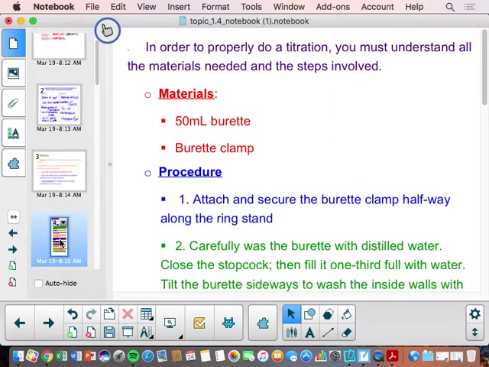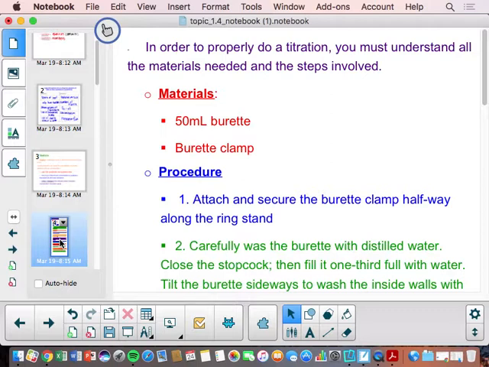In order to properly do a titration, you must understand all the materials needed and the steps involved. So the materials you need are a burette and a burette clamp. We're not going to do this right now, we're probably going to do it tomorrow, but I'm just going to show you what it looks like. I want you to learn the calculations before you have to do it tomorrow.